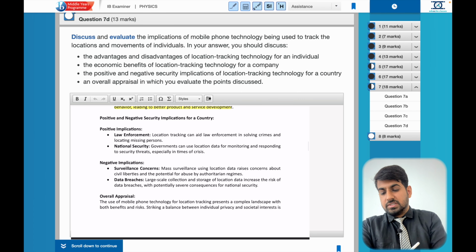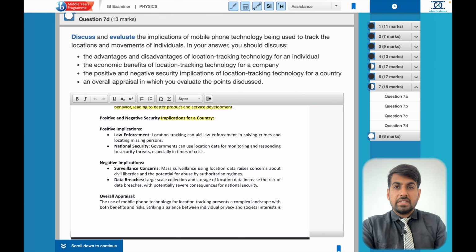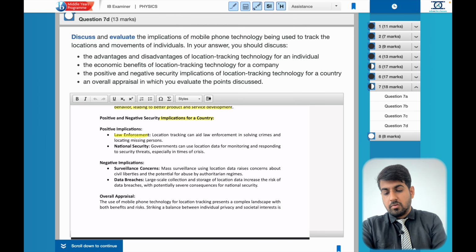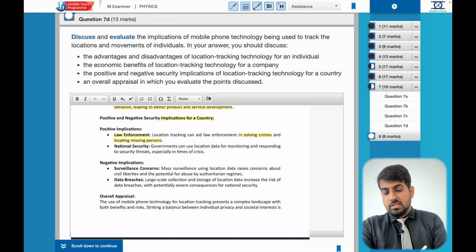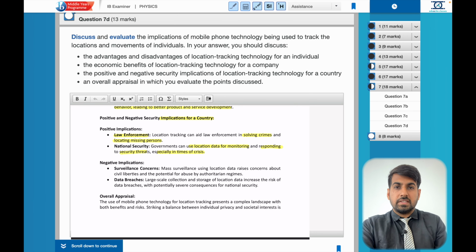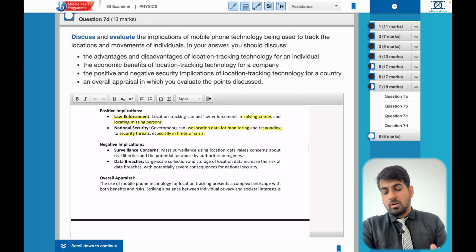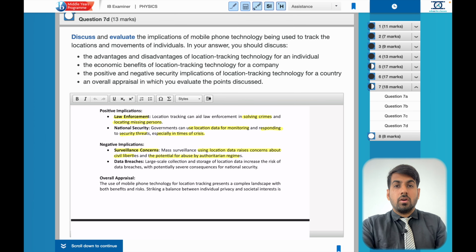Now when we are talking about positive and negative security implications for a country, as a nation, what can they be? Positive is law enforcement: it can help in solving crimes and locating missing persons by tracking their mobile locations. National security: it can use location data for monitoring and responding to security threats, especially in times of crisis. Negative implications: the concern regarding surveillance. Mass surveillance using location data raises concern about civil liberties and potential for abuse by authoritarian regimes. Whoever is controlling that has a lot of power and can misuse it.